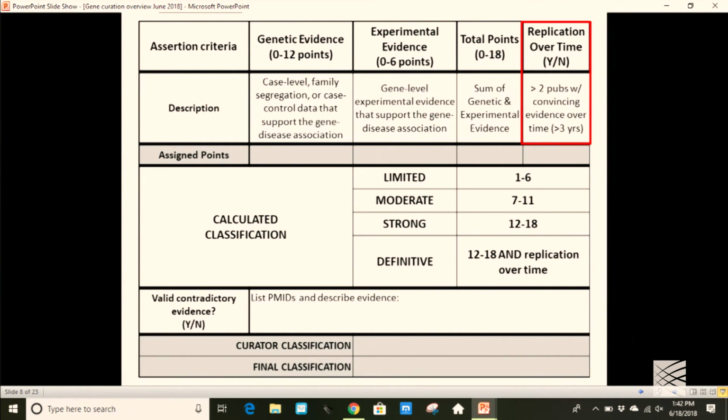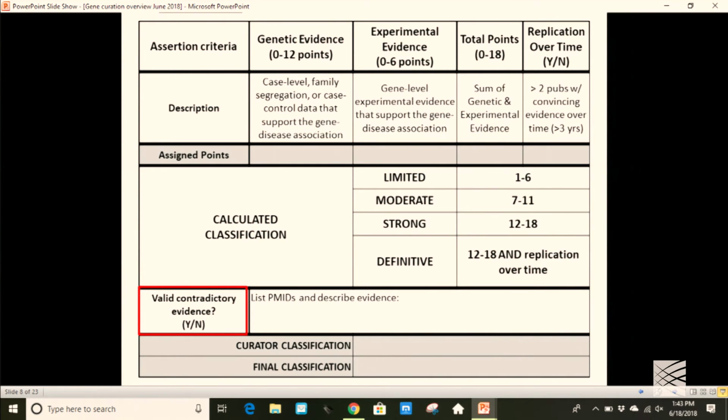We consider replication over time, as I mentioned earlier. This is really the differentiator between our definitive and strong categories. We want to see that there have been at least 2 different publications from independent groups with convincing evidence over at least a 3-year period. And again, that's trying to allow time for any contradictory evidence to emerge.